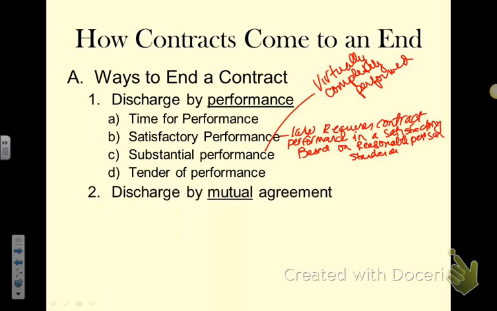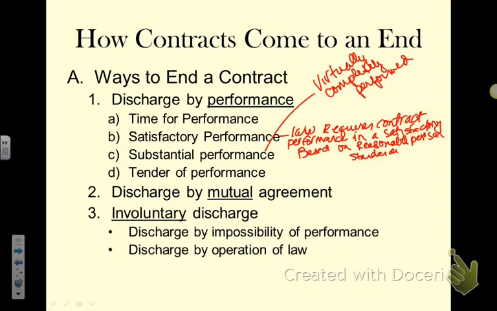Discharge by mutual agreement. We can end a contract by both parties agreeing to end the contract. Involuntary discharge. Involuntary discharge has two categories. Impossibility of performance. Usually, with impossibility of performance, we're talking about the item having been destroyed. So let's say I'm going to sell my car, and Ben was going to buy it. In the meantime, I get in a car accident and my car gets destroyed. The subject matter of the contract is destroyed. We can discharge it by involuntary discharge because the item has been destroyed.